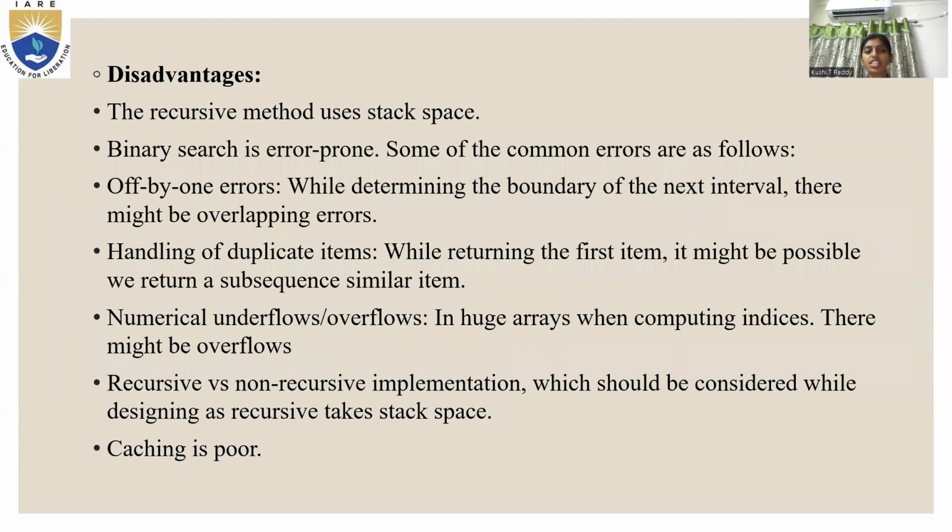What are the disadvantages? The recursive method uses stack space. Binary search is error prone. Some of the common errors are as follows. Off by 1 errors, that is while determining the boundary of the next interval, there might be an overlapping error. Handling of duplicate items: while returning the first item, it might be possible we return a subsequent similar item. Next, numerical underflow or overflow: in huge arrays, when computing indices, there might be overflows.